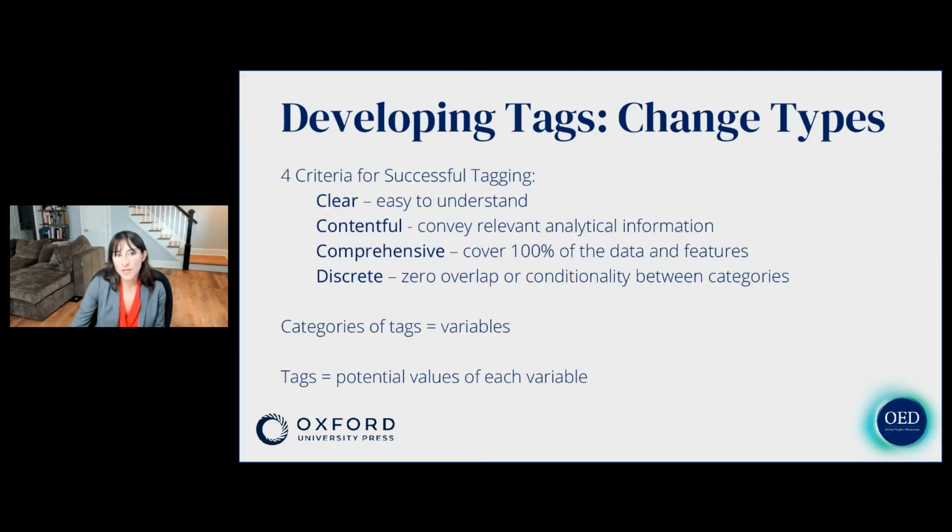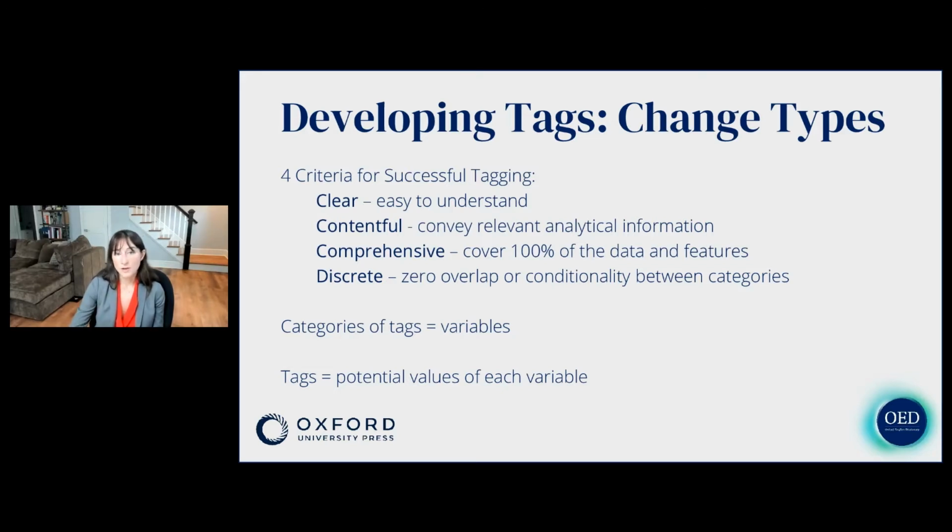So moving on from the assessment of the sample, the next and a critically important step is developing the tags that would be applied to each of these new senses. When I thought about tags, there are 4 criteria to make a good tagging system. One, your tags have to be truly clear, easy to understand. They have to convey the relevant information. They have to be comprehensive and cover 100% of the data and features. And they also can't overlap with each other or have conditionality, or else the tags become messy very quickly.